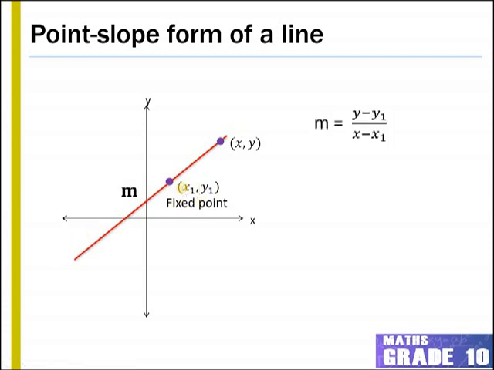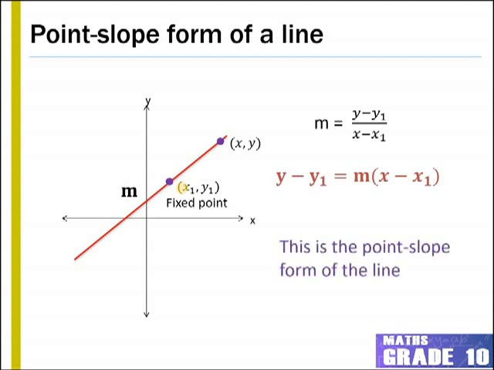In this case, if we use the gradient formula, we find that the gradient equals y minus y1 over x minus x1. And if we rearrange this, we can write y minus y1 equals m times x minus x1. This is the point slope form of the line. y1 is a fixed number, x1 is a fixed number, and m is the gradient, which is also a fixed number. y and x are variables.